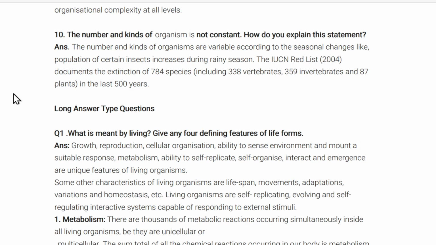The number and kinds of organisms is not constant. How do you explain this statement? Answer. The number and kinds of organisms are variable according to the seasonal changes, like population of certain insects increases during rainy season. The IUCN Red List 2004 documents the extinction of 784 species, including 338 vertebrates, 359 invertebrates, and 87 plants in last 500 years.